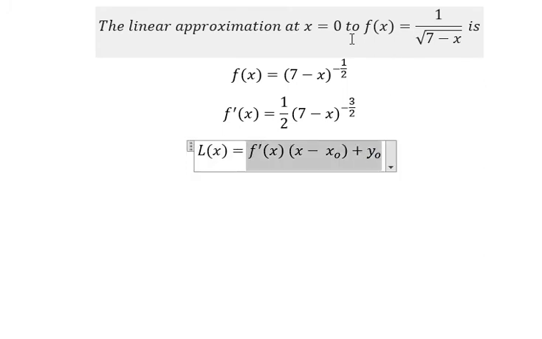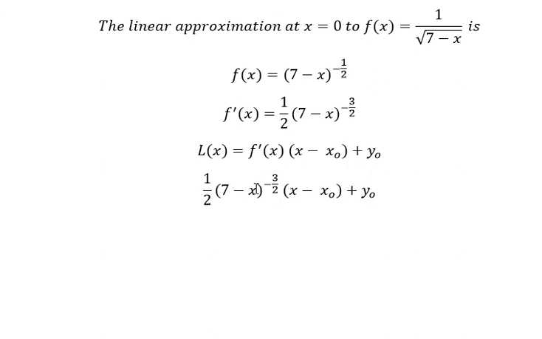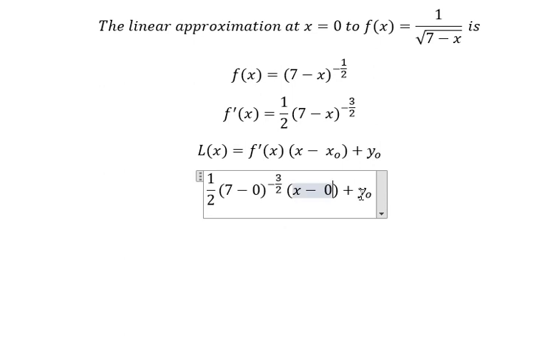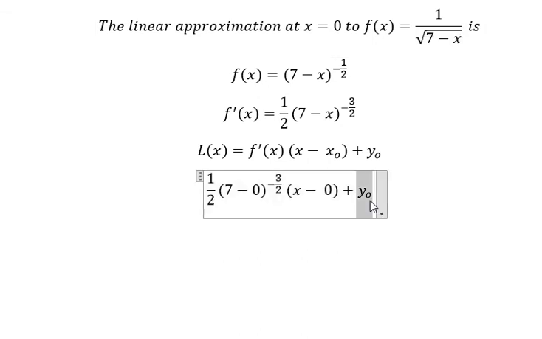So we know that s equals 0 in here. So in this situation, we put 0 in here and 0 in here. About y naught, that's this one, we put 0 in here and you get 1 over the square root of 7.